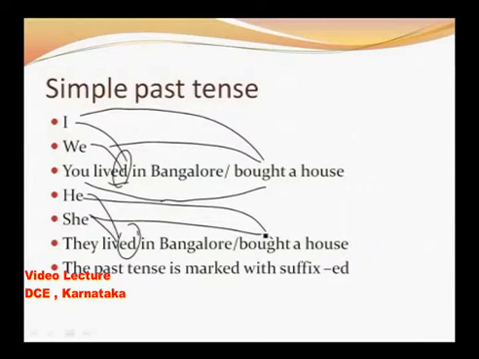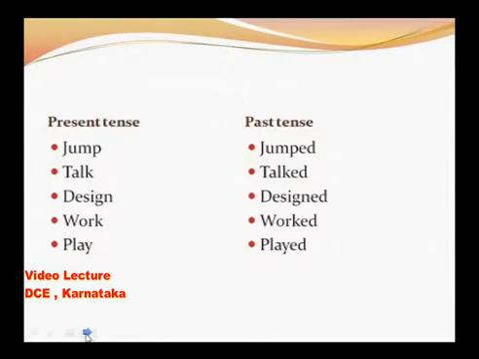So, here in the simple past tense, the verb takes which form? An ed form. Now, let us look how in the regular verb, the verb takes an ed form. And let us also have a look at irregular verbs, the changes that irregular verbs take. The past of jump is what? Jumped. Look at that, ed.